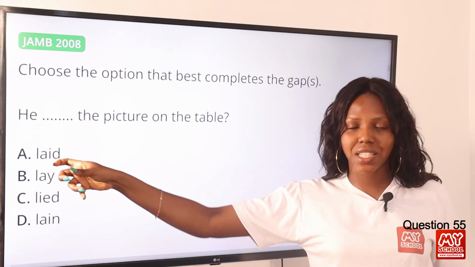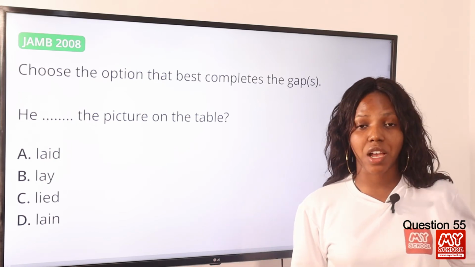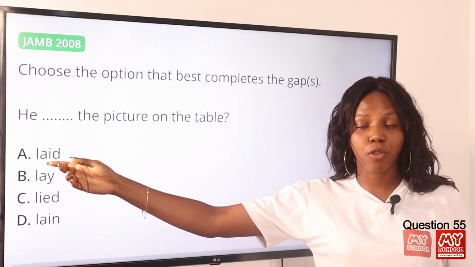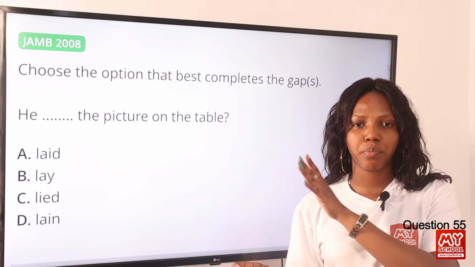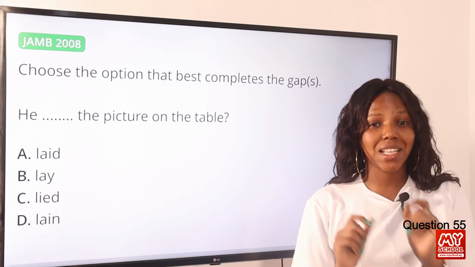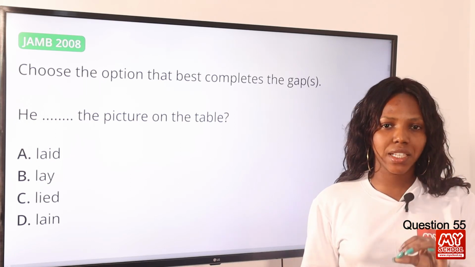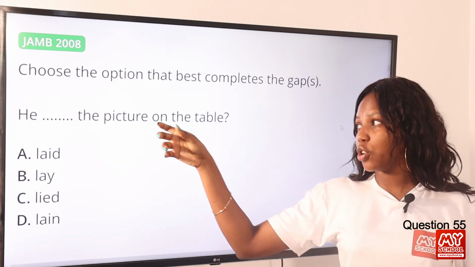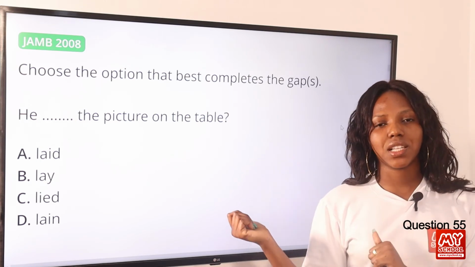So the present tense of laid is lay. Okay, so we have lay, laid, laid. That's why I say lay can also function as a present tense, and in this case it will be for laid. So we have lay present tense, laid past tense, laid past participle. So in this case it is a transitive verb, that is, it requires an object to make complete sense. You have to add an object. He laid the picture. So we have he the subject, laid the verb, the picture as the object, and on the table as the prepositional phrase. So option A remains the correct answer to this question.